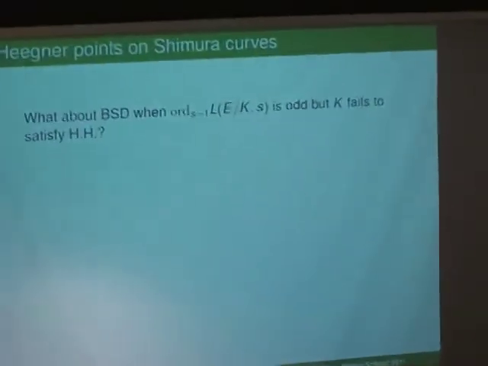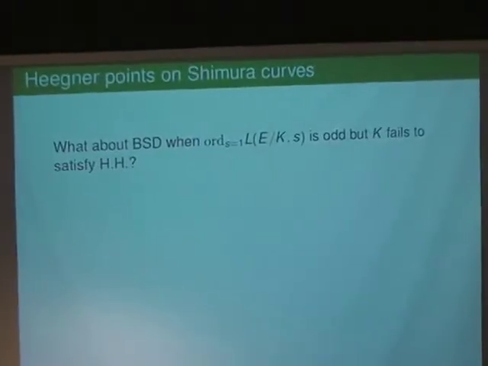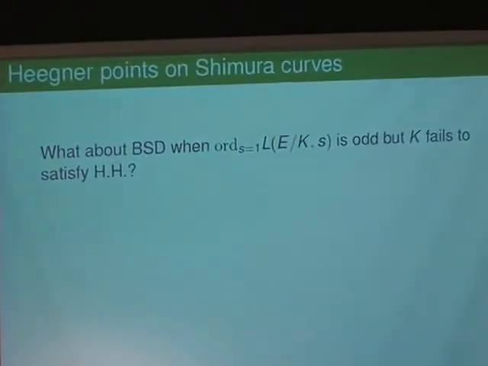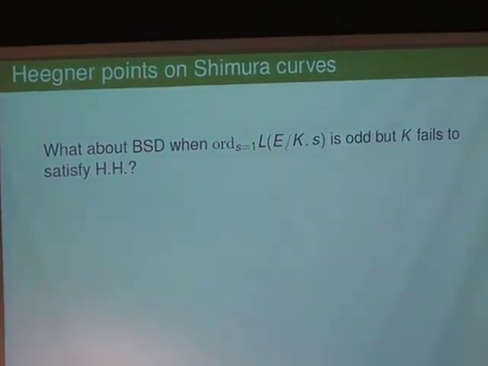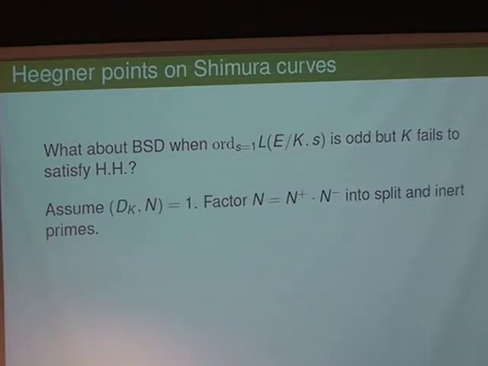Great. So let's try to generalize little by little and see what we can do. What happens, for instance, if you know that the order of vanishing is odd, but K fails to satisfy the Heegner hypothesis? I said that the Heegner hypothesis implies that the order of vanishing is odd, but the converse is false. So there are situations in which the sign is -1. For instance, this is one situation.